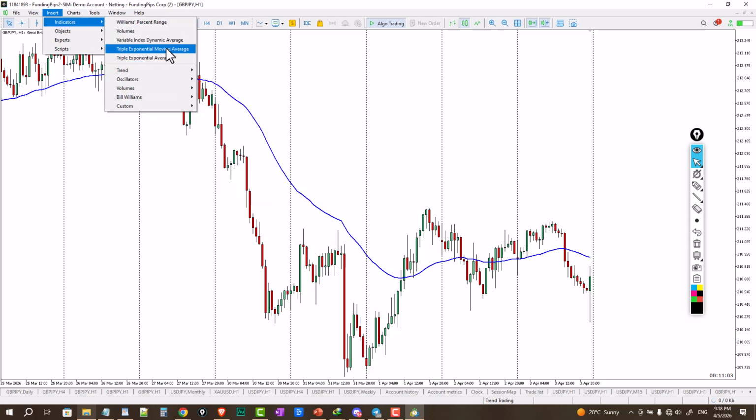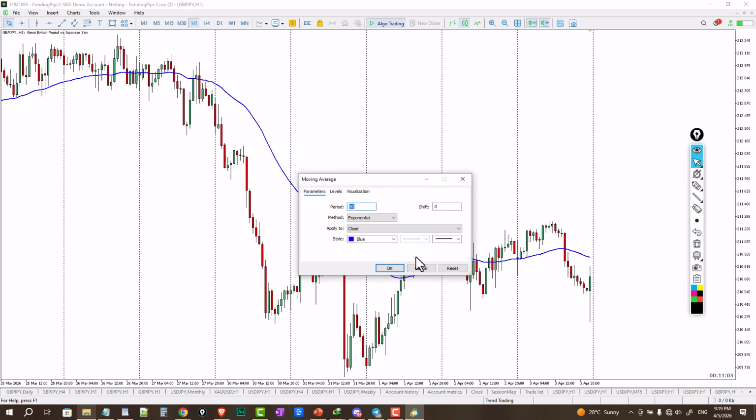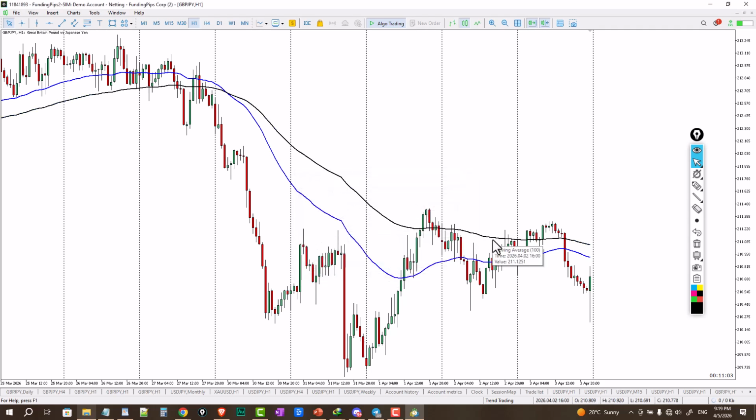Okay, so again, just like we added this 50 period moving average earlier on, just go to the navigator bar, hover your mouse's cursor over the inserts tab, and then the indicators category of technical indicators, then the trend category of technical indicators, and then click on moving average. Next up, we're going to be adding a 100 period exponential moving average, and then we're going to just color it black. Click OK, and we have it on our charts.